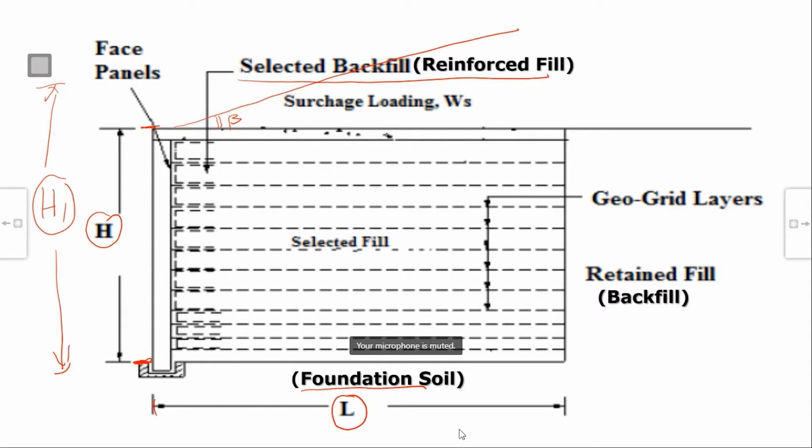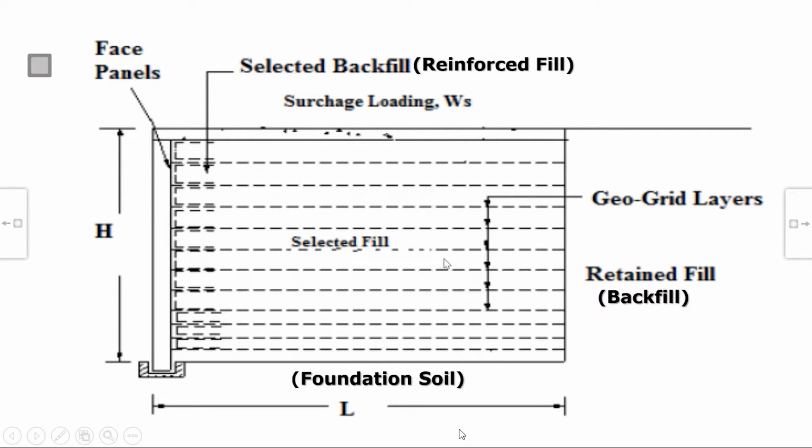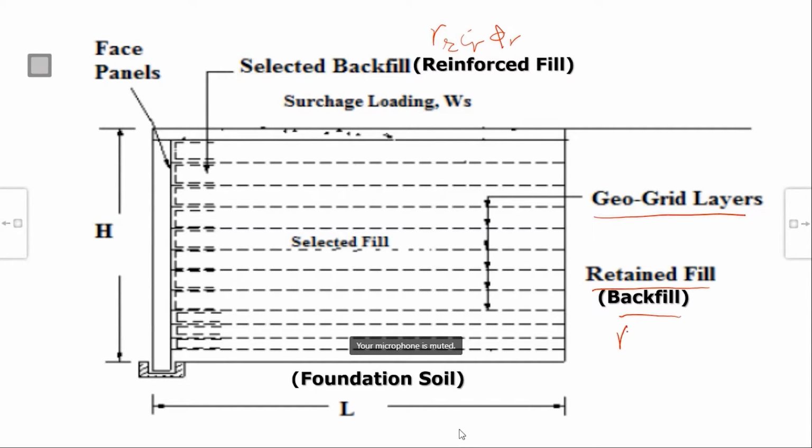So in case it is inclined backfill, then there is a formula given. As per that, you must calculate H1, and that H1 will be used in place of H. But to make it simple, I have only taken a horizontal fill, which is the case in most of the cases. Then I have taken reinforcement as geogrid. If you take strips, again there will be some minor change. And this is retained fill, we also call it backfill. This is selected fill or reinforced fill. So here we normally use subscript R, like gamma R, C R, phi R. Here we use gamma B, C B, phi B. And for this we use F: gamma F, C F, phi F, like that.